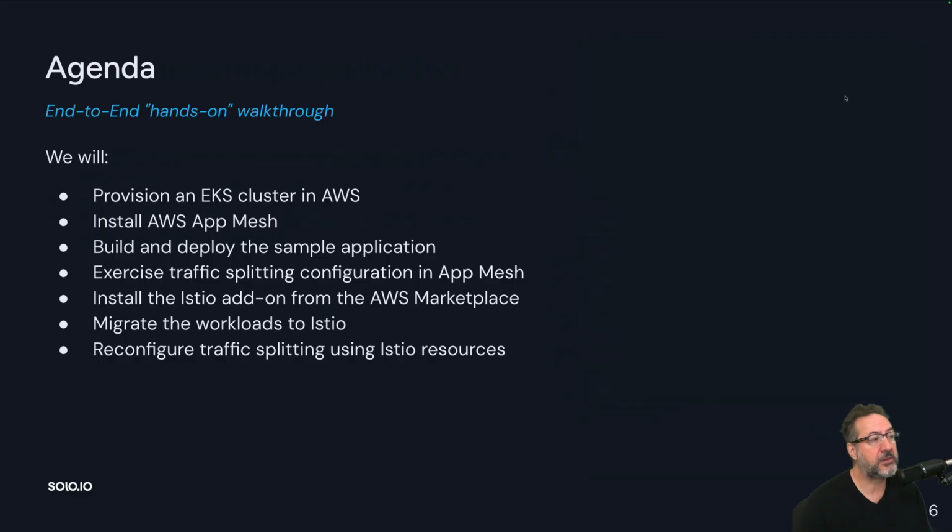We'll install the Istio add-on from the AWS Marketplace. And then we'll migrate the workloads to Istio and show you how that all works. And we'll finally reconfigure the traffic split to match, so to speak, using Istio resources this time to show you the difference. All right, let's get started.